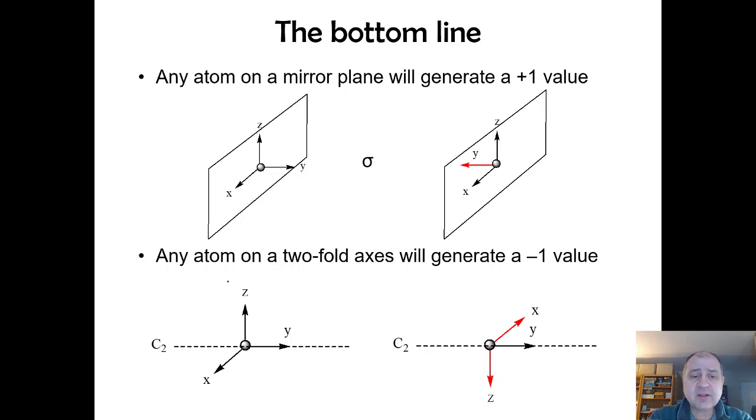And so every time you have an atom on a mirror plane, you're going to end up with a +1 overall value. Okay, and every time you have an atom on a C2, you're going to end up with a -1 value. So that's a rule of thumb if you have a hard time visualizing that. But if you have a plane and an atom is on that plane, there are always going to be two vectors that are in the plane and then another one perpendicular. So that's how you get that +1 overall character.